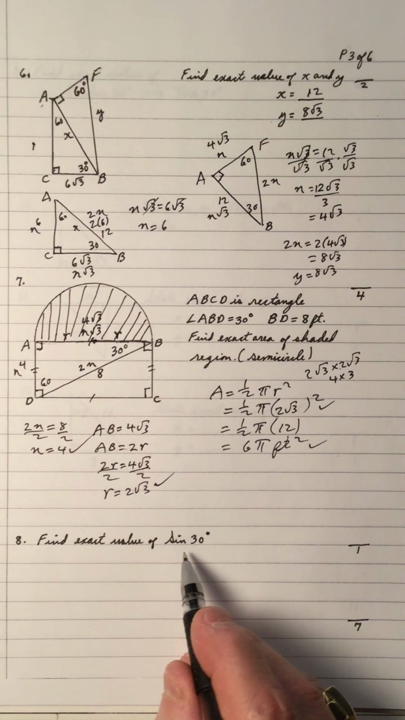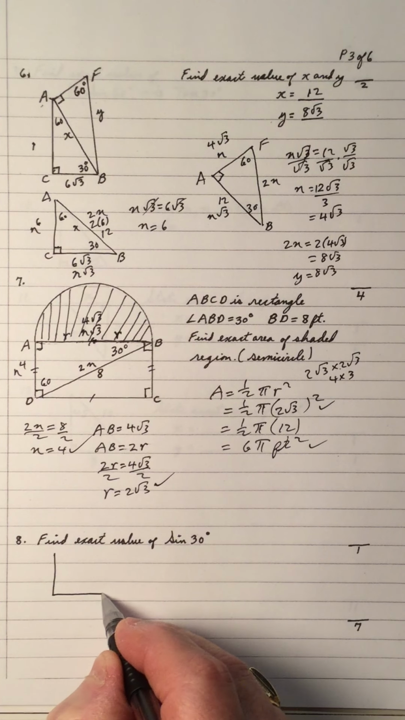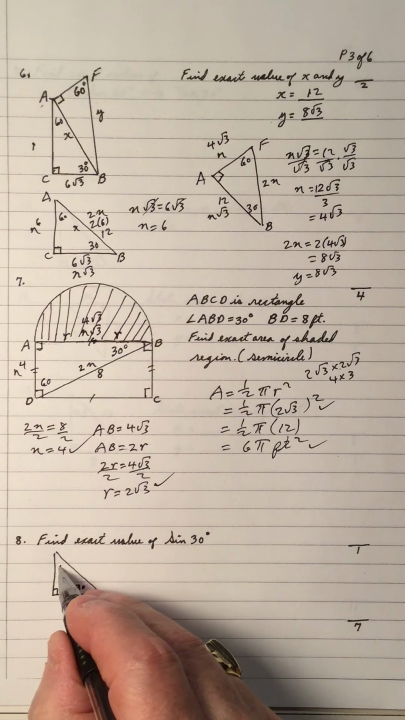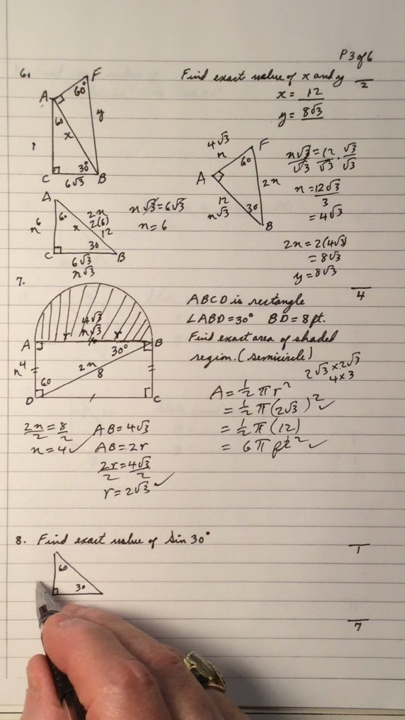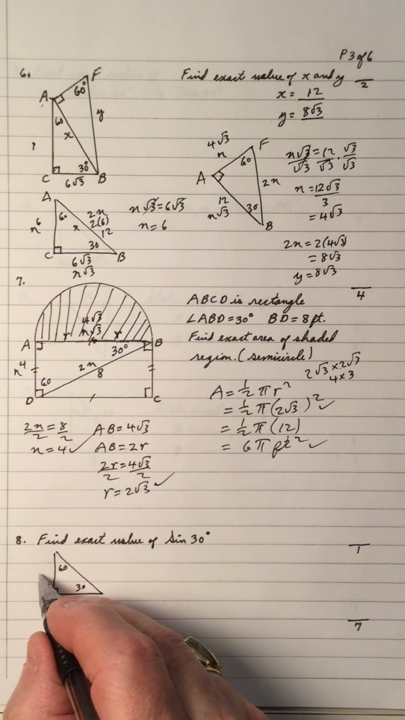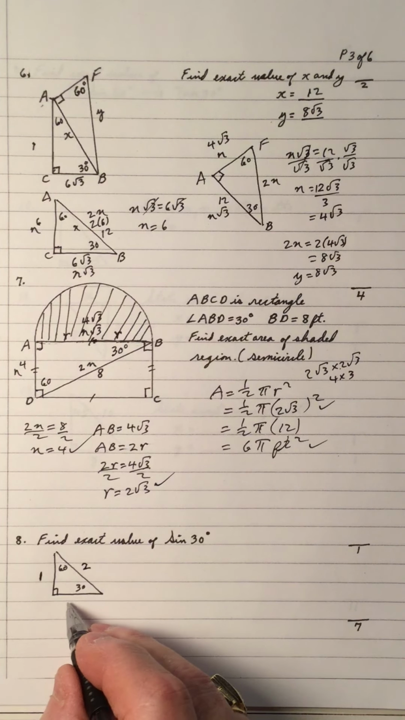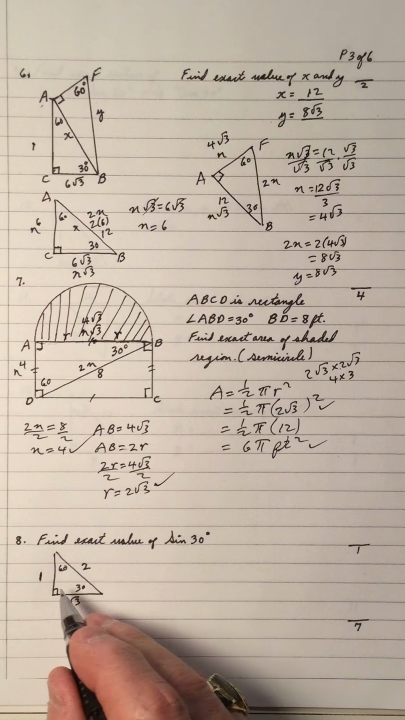Number 8, find the exact value of the sine of 30. Well, a 30-degree angle is a 30, 60, 90 right triangle. And when we're doing trig, normally we would go n, 2n, n root 3. But because we're doing trig, I make n to be 1. So n is 1, that's 1. This is 2n, so it's 2 times 1 is 2. And this is n root 3, 1 times root 3 is root 3. So I'd rather use 1, 2, and root 3.